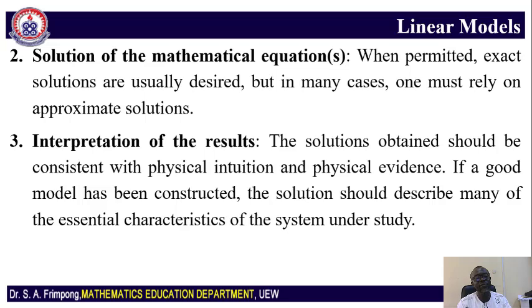When the results are obtained, after you model and then solve, the solution should be consistent with physical intuition and physical evidence. If a good model has been constructed, the solution should describe many of the essential characteristics of the system under study. So the results should be consistent with the problem and describe the majority of its characteristics. If you recall linear regression, you need to test what percentage of the data the model can explain. So these are the three things you need to consider when looking at a model.